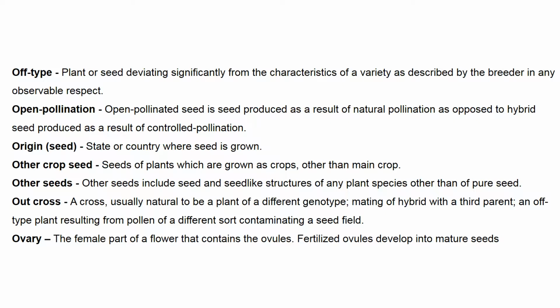Other crop seed. Seeds of plants which are grown as crops other than the main crop. Other seeds. Other seeds include seed and seed-like structures of any plant species other than the pure seed. Outcross. Cross, usually natural, to a plant of a different genotype, mating of a hybrid with a third parent, an off-type plant resulting from pollen of a different sort contaminating a seed field. Ovary. Female part of a flower that contains the ovules. Fertilized ovules develop into mature seeds.